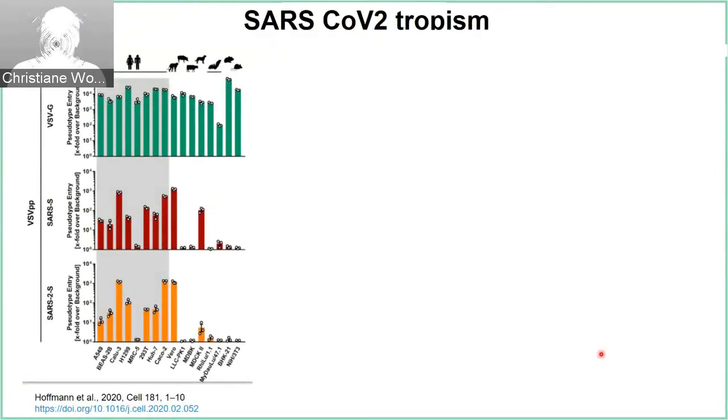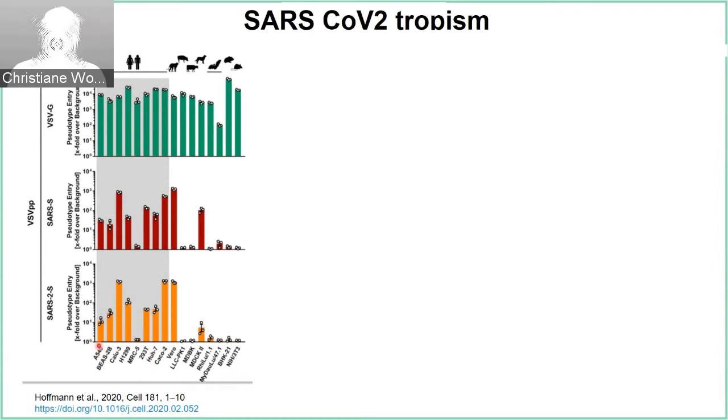And of course, receptor expression is often linked to tropism, which means which cell types are being infected by a given virus. And that was also investigated in this recent Cell paper. And so what you can see is VSVG pseudovariants at the top compared to SARS-1 in the middle and SARS-2 on the bottom.